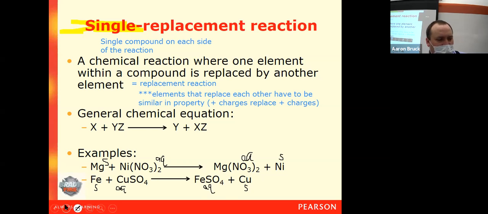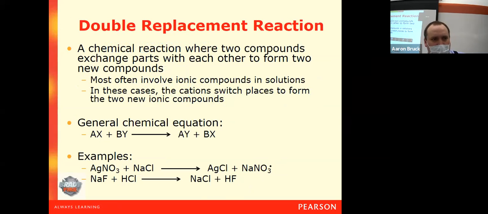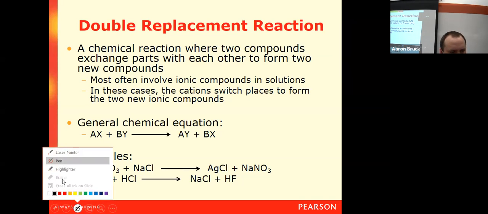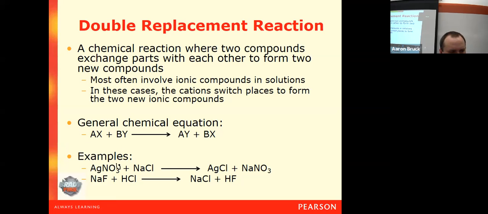Right, double replacement. Double replacement reactions, two compounds on each side. And again, we're seeing switching over occurring. The difference here is that for the most part, all the stuff that we're looking at, at least initially, is aqueous.